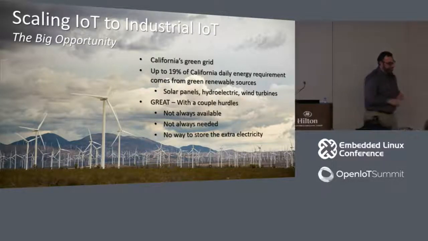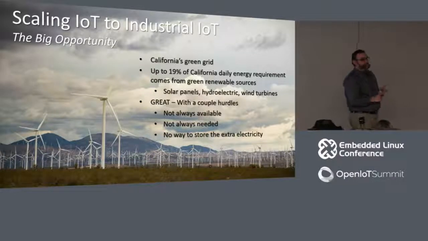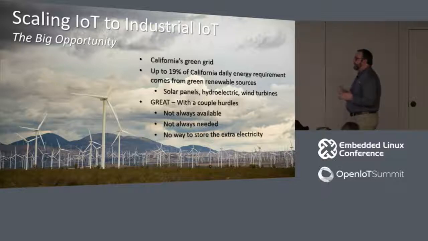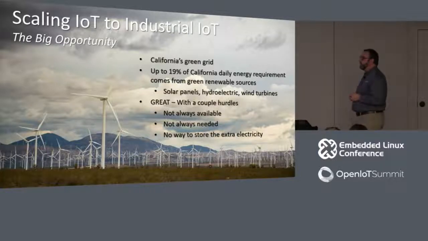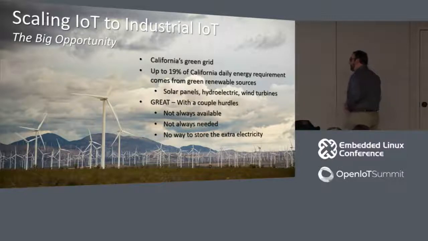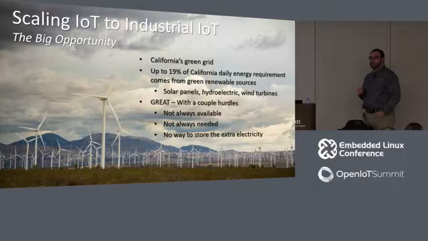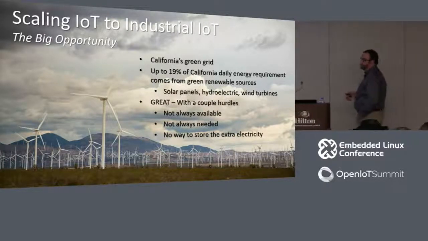So if the wind's not blowing, our turbines aren't spinning. If the sun's not out, our panels aren't generating electricity. So, you know, they're not always there when we need them. The other problem is that we've rolled out this infrastructure, particularly the solar panels, so quickly that there are times during the day when we actually generate more electricity than we need. And that can be a problem for the grid, and we'll get into that in a minute.